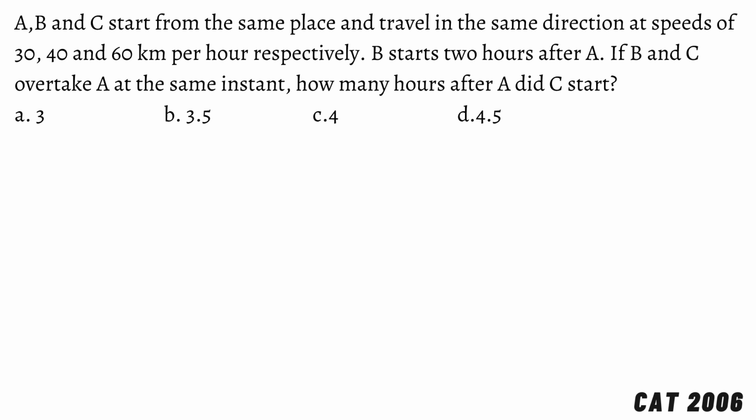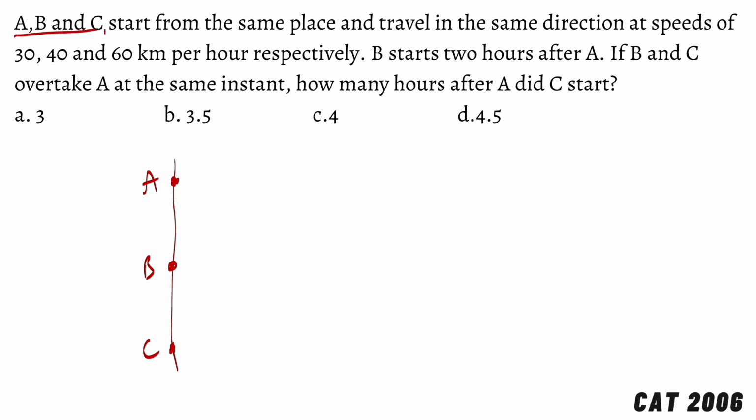Let's solve this question that appeared in CAT 2006. This is related to relative speed. That's why we picked it up. A, B, C start from the same place and travel in the same direction at speeds of 30, 40 and 60 km per hour respectively. Now B starts 2 hours after A, and if B and C overtake A at the same instant, how many hours after A did C start? Alright, so A started from here, this is B, this is C.